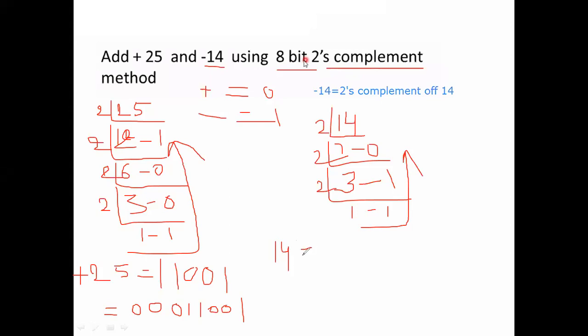The binary equivalent is 1110. Now we are calculating the 2's complement. Before calculating the 2's complement, this will be in 8 bits. So actually 4 bits are there, so we are adding 4 zeros on the left side, then that becomes 8 bits.